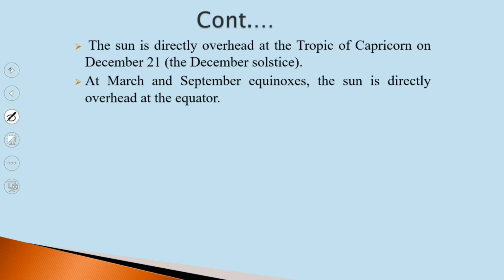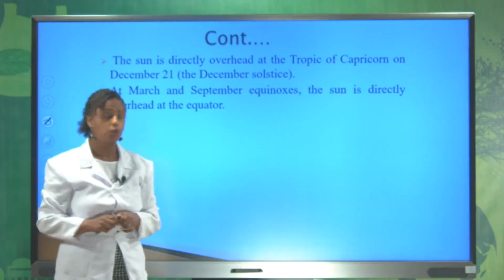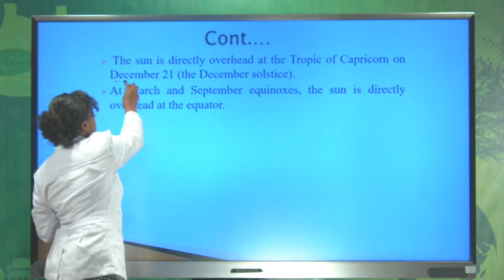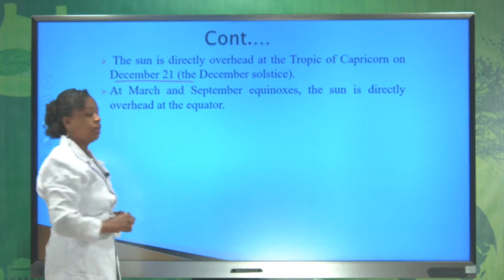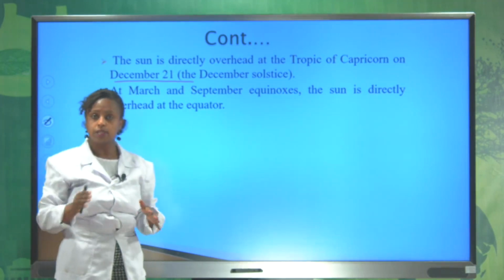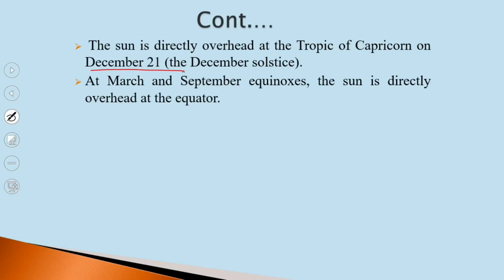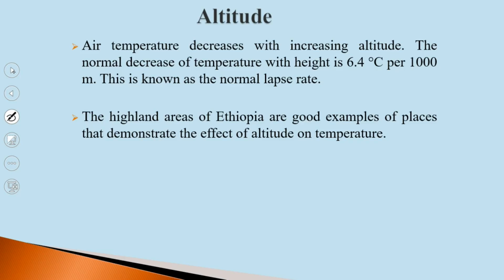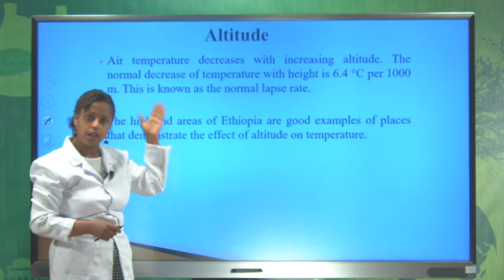Similarly, on December 21st, the sun is overhead at the Tropic of Capricorn. We call this the December solstice. Between the two months, March and September, the sun is overhead at the equator. We call this the equinox. Let's proceed to the other factor which affects the amount of temperature, that is altitude.